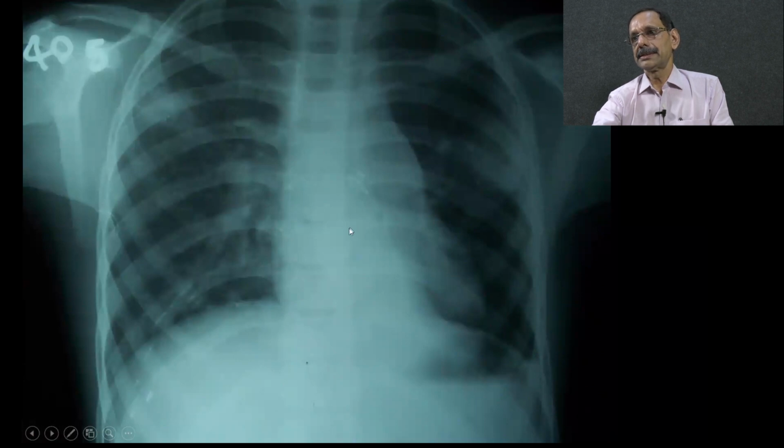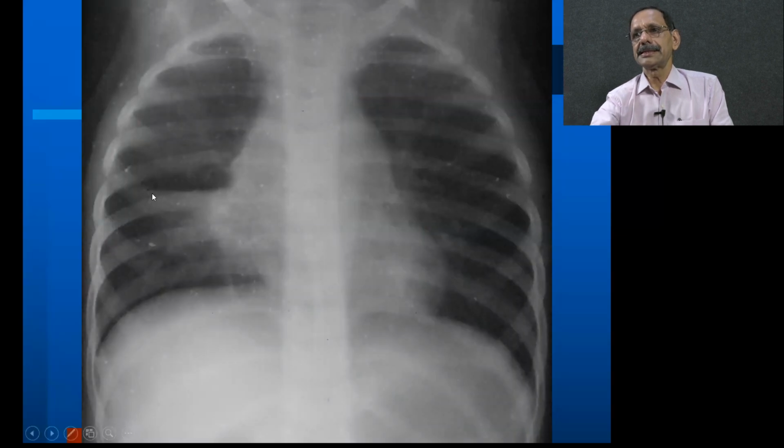Now here you look, there is some shadow within the heart shadow and a little concave margin. So it could be a small consolidation or a collapse, but possibly the mediastinal shift is only minimal. So actually 1/3 should be on the right, but it is less than 1/3 that is on the right. So there is some mediastinal shift to this side. So it could be a collapse consolidation of the left lower lobe.